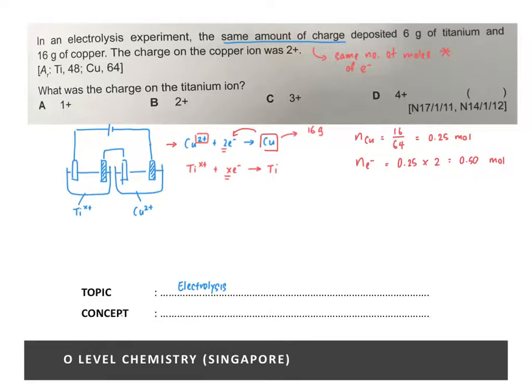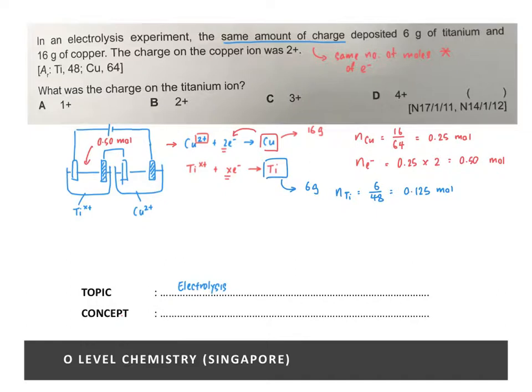If we go back to the front part where I mentioned that the same amount of charge means that you have the same number of moles of electrons, it means that there was also 0.5 moles of electrons that went into the titanium electrolytic cell. The next thing that we need to find is the number of moles of titanium. We are given 6 grams of titanium, and that would mean that the number of moles of titanium is 0.125 moles.